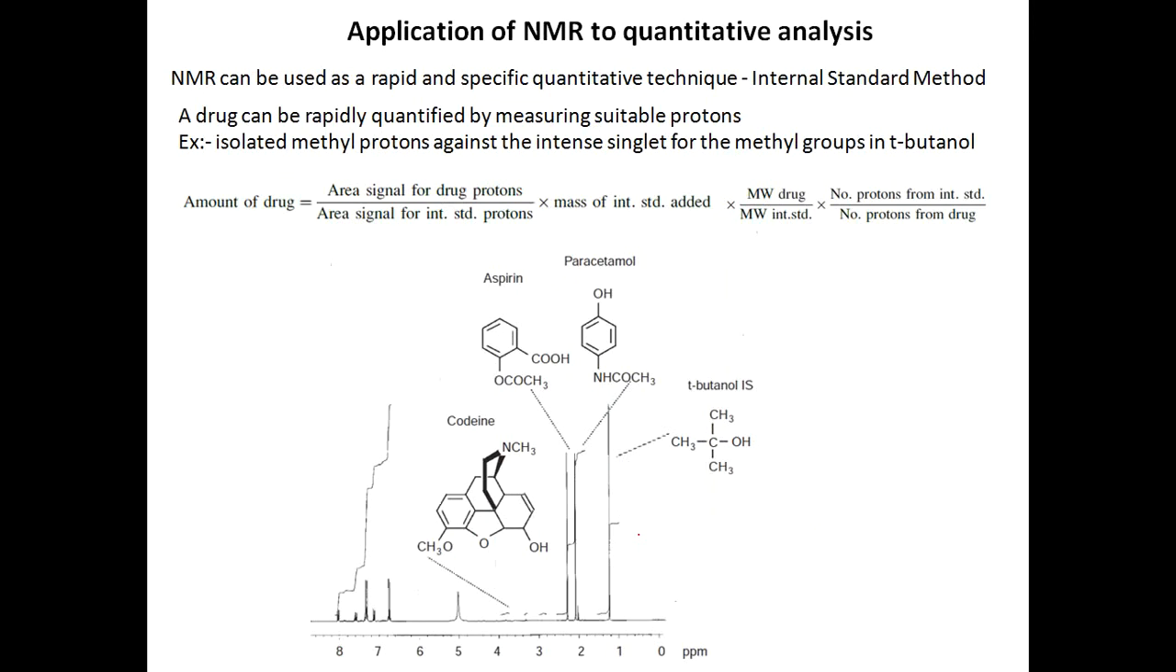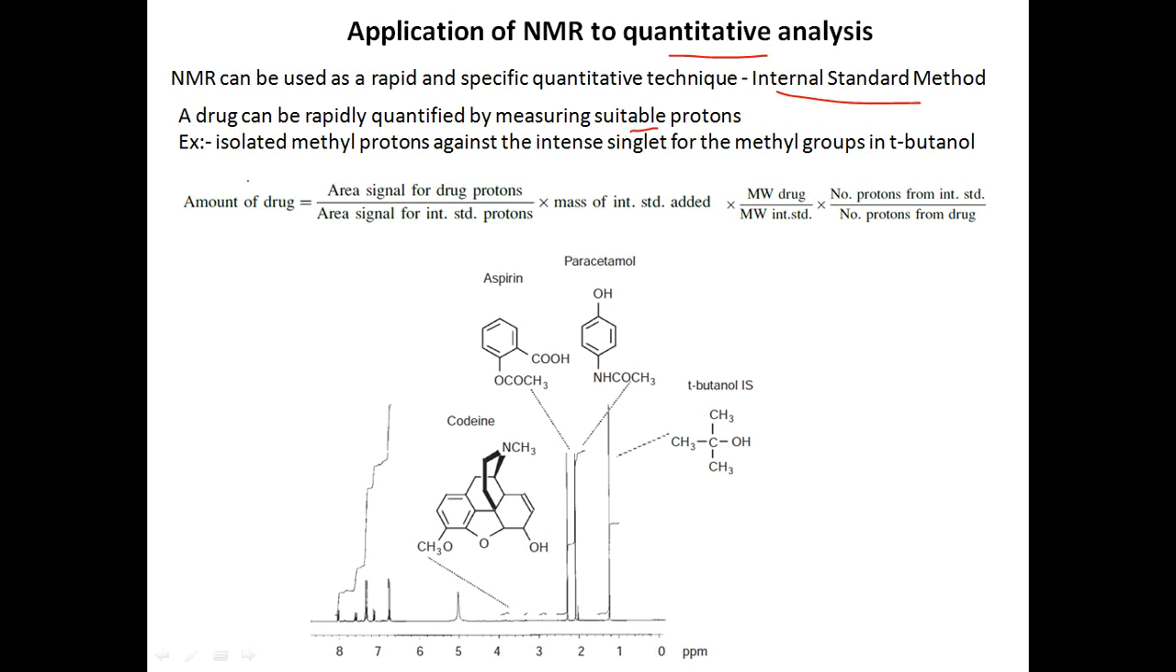The other important application of NMR spectroscopy is quantitative analysis. It can be used for quantitative analysis by a method called the internal standard method. It is a specific quantitative technique where an internal standard is used. A drug can be rapidly quantified by measuring suitable protons. For a particular drug, you select a particular proton, determine its intensity relative to an internal standard that has been added to it, and you can calculate its amount.